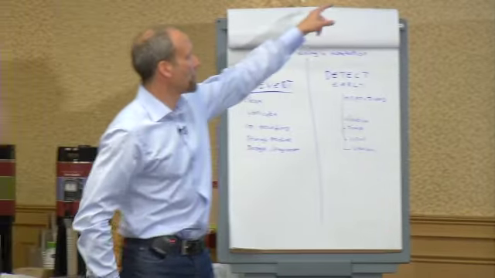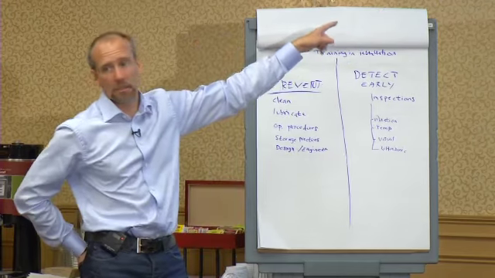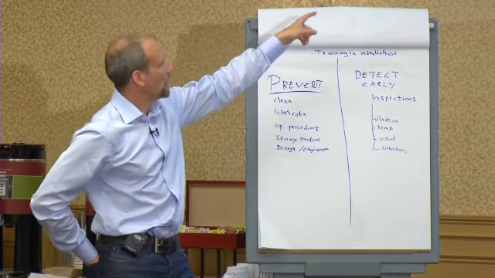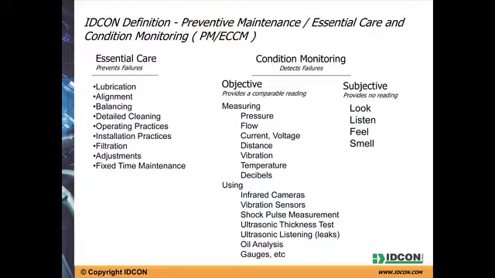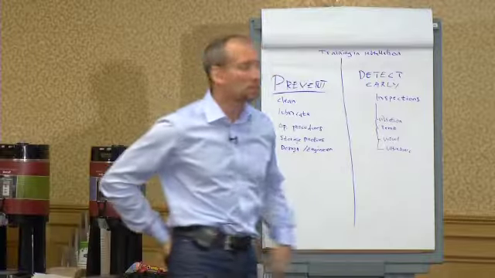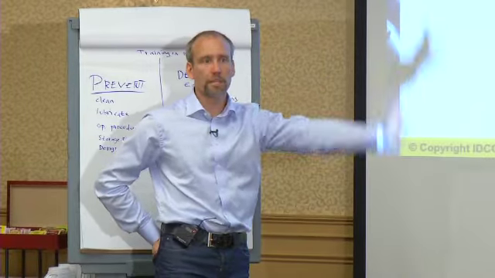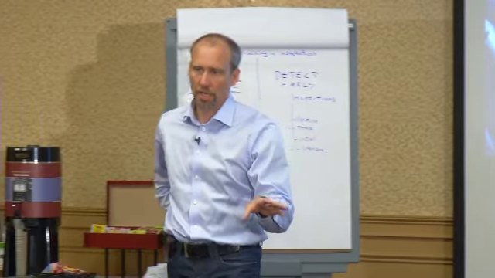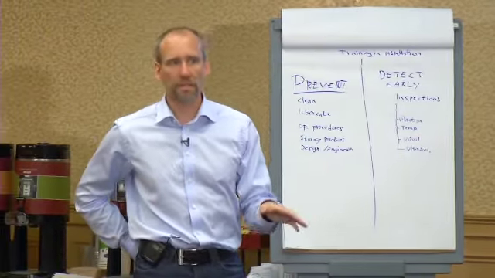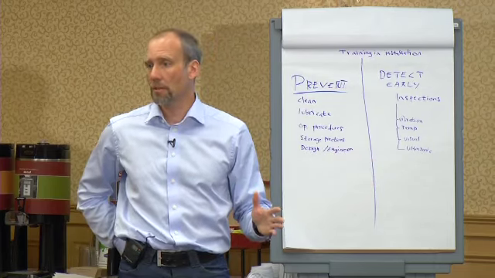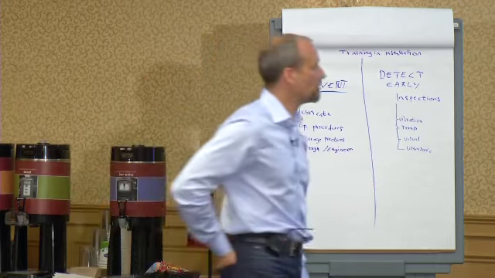But prevent failures: lubrication, alignment, good balancing if you have a lot of rotating equipment. Detail cleaning, operating practices, installation practices, filtration. It could be filtration of lubricants, but it can also be filtration of air to DC motors. It can be filtration of water to mechanical seals, etc. Adjustments, of course, fixed time maintenance. So if you just replace something without any condition check, on a scheduled basis, that actually prevents the failure from happening. Maybe very expensive to do, but that's the way you're doing it.